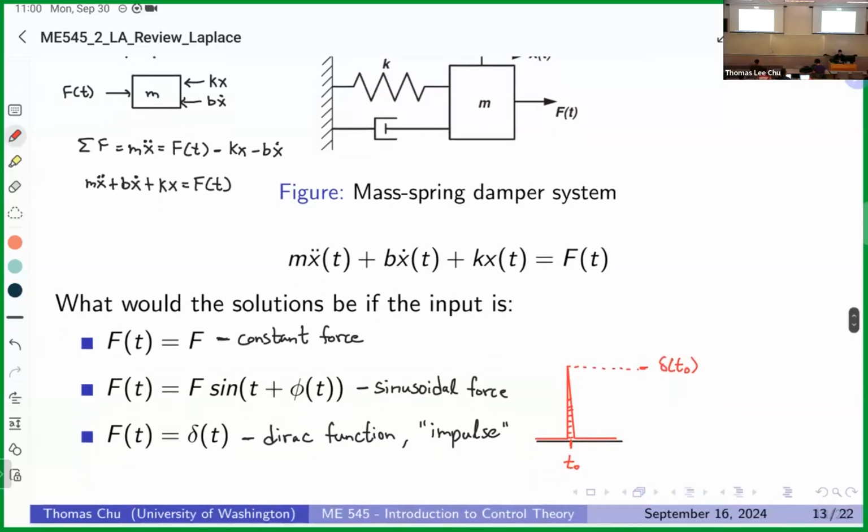Usually this is equal to just one, and we want to scale this Dirac impulse. We just multiply by a constant, so we could say like 3 delta t 0, which means it has 3 units of force or 3 units of impulse applied at t naught.